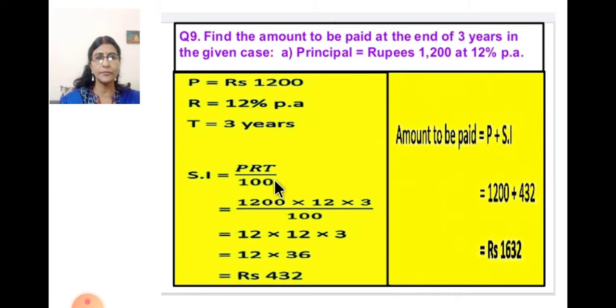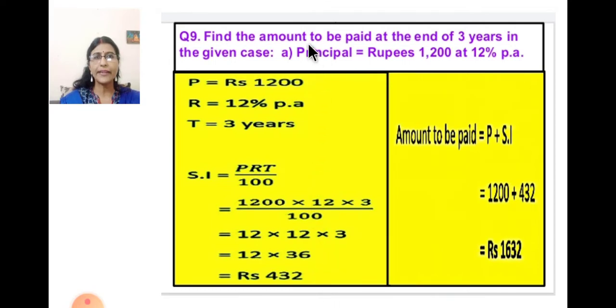SI is equal to PRT upon 100. And then P is equal to 1200, we'll write 1200 multiplied by R is 12 and then time is 3 upon 100. Now this 20 will be cut. So we'll write 12 multiplied by 12 into 3. And this 12 3s are 36, 12 into 36. And then we'll multiply, 12 multiplied by 36, we'll get 432.